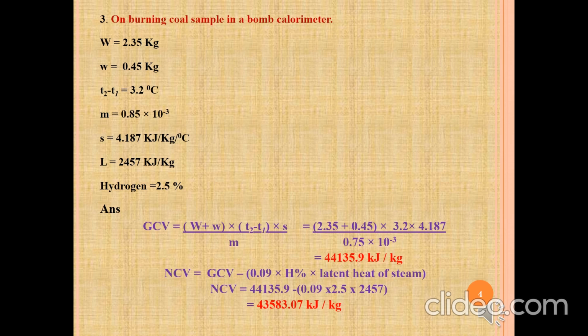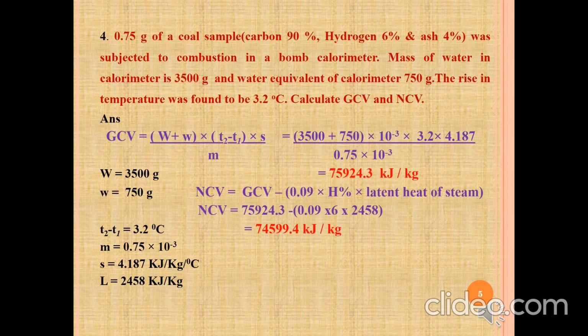43,583.07 kilojoules per kg. So the final answer for GCV is nothing but 44,135.9 kilojoules per kg, and for NCV is nothing but 43,583.07 kilojoules per kg. Fourth problem.